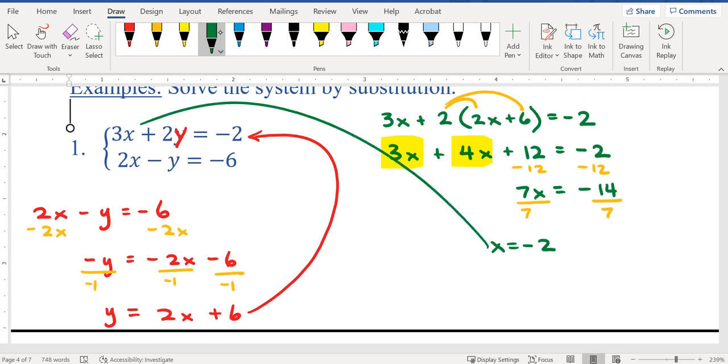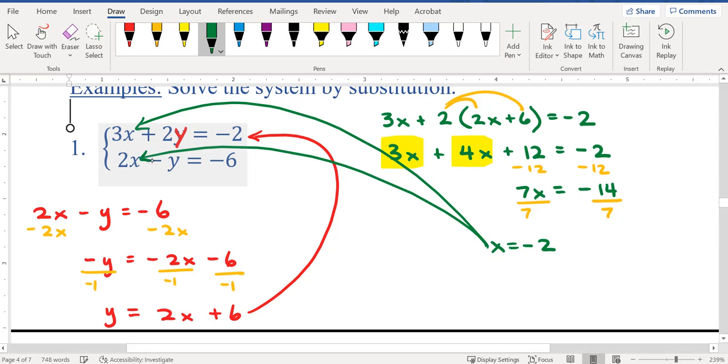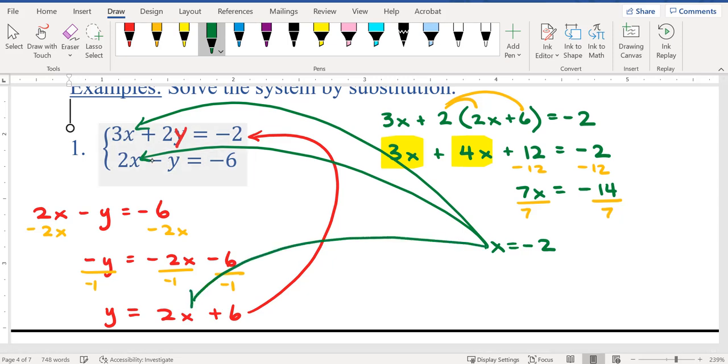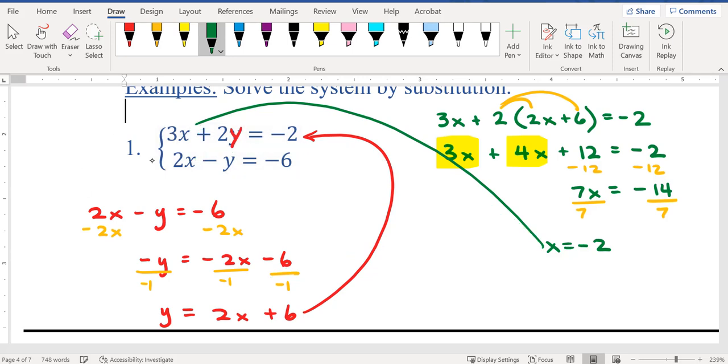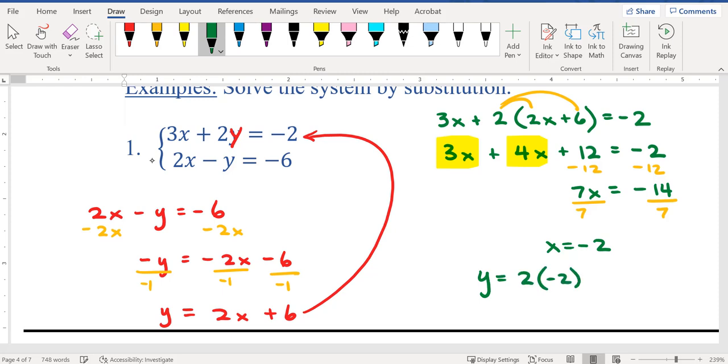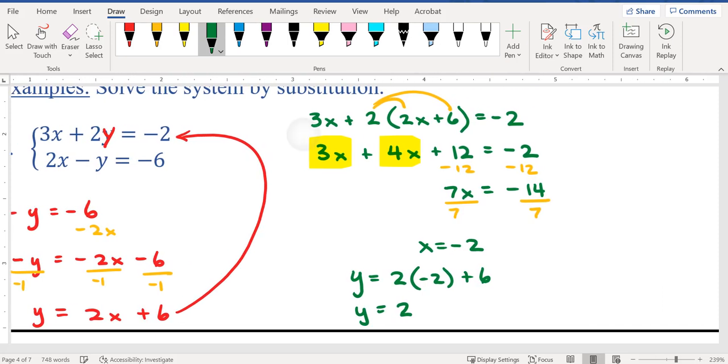You can plug x into that equation. You can plug it in here. Or my choice would be to plug it in there. You already know y in terms of x. So let's say y equals 2 times x, which is -2, plus 6. So -4 plus 6 is 2. So my answer would be the ordered pair, -2, 2.